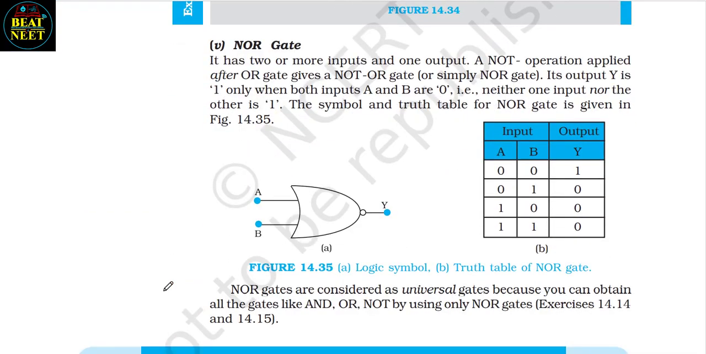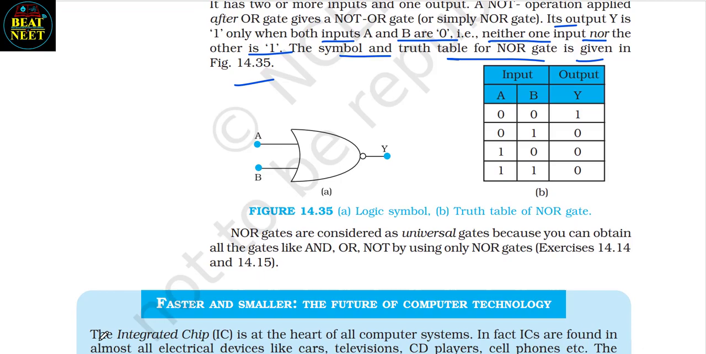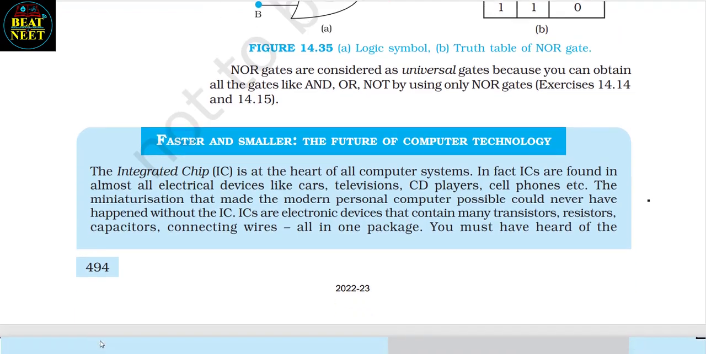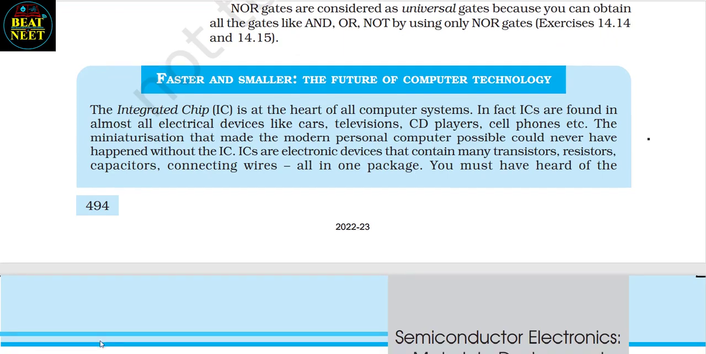Number 5, NOR gate. It has two or more inputs and one output. A NOT operation applied after OR gates gives a NOT OR gate or simply NOR gate. Its output Y is 1 only when both inputs A and B are 0. That is, neither one input nor the other is 1. The symbol and the truth table for NOR gate is given in 14.35. Here you can see the logic symbol, truth table for NOR gate. NOR gates are considered as universal gates because you can obtain all the gates like AND or NOT by using only NOR gates. Faster and smaller, the future of computer technology.